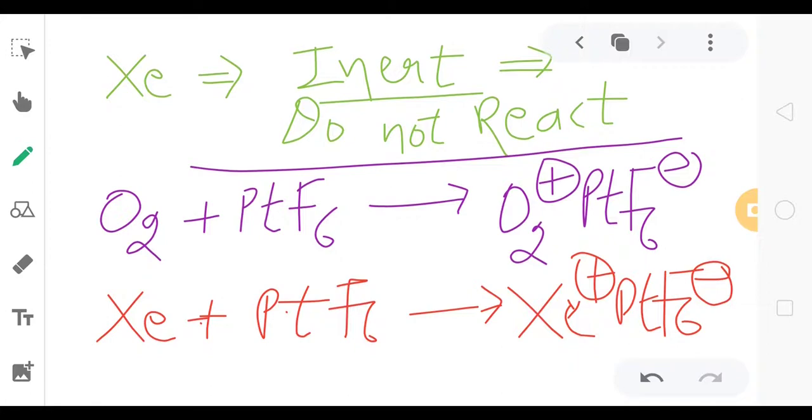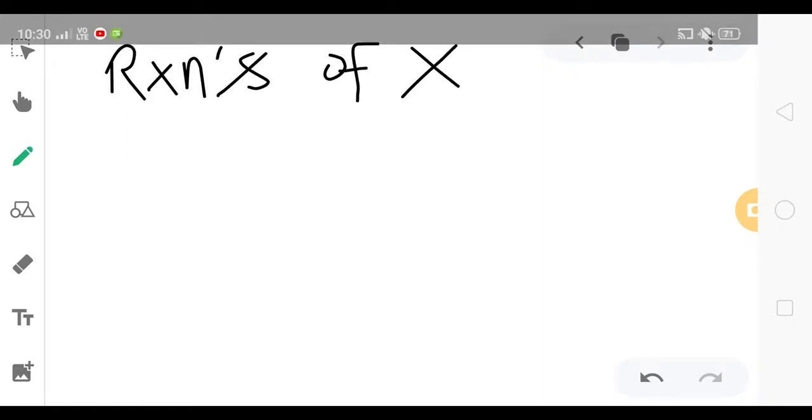So this is the basic that you must know, how the noble gases came into the domain to show such kinds of reactions. All right, so this is the basic. I think you must have this much idea about the reactions. Now we will look at the reactions of xenon.